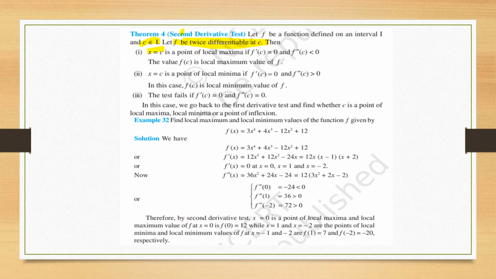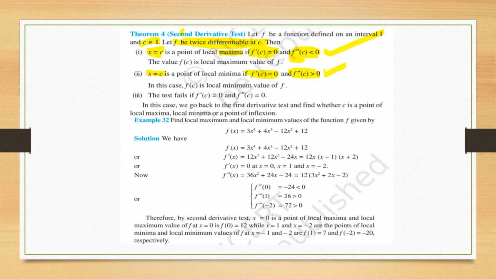x equal to c will be called a point of local minima if f dash c is 0, meaning we obtain the critical point, and at that critical point the value of the second derivative is less than 0. See, always remember, for local maxima the double derivative at that critical point should be negative. And for minima, c will be a minima if f dash c equals 0, again the critical point, and the double derivative at that critical point is positive, greater than 0.